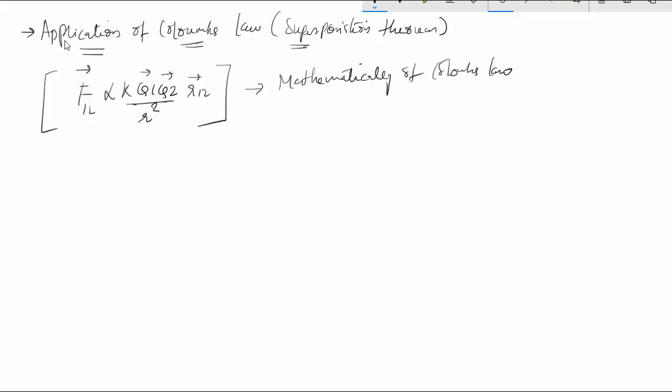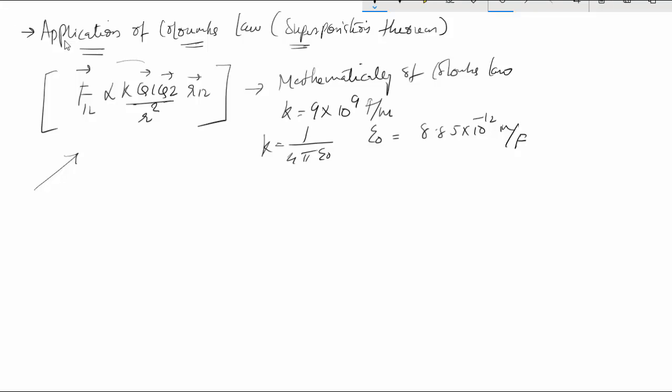And what you can see is that the value of k is equal to 9 into 10 raised to 9 farad per meter, and the value of k is equal to 1 upon 4 pi epsilon naught, and the value of epsilon naught is equal to 8.85 into 10 raised to minus 12 farad per meter. And this was the force of two positive charges, that is, a force on 2 due to 1 when both are positive, and the force will be in the direction from 1 to 2.